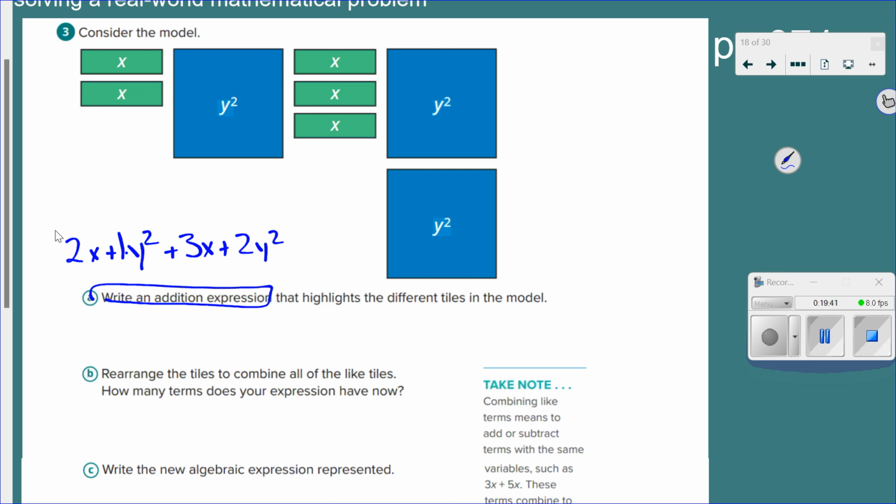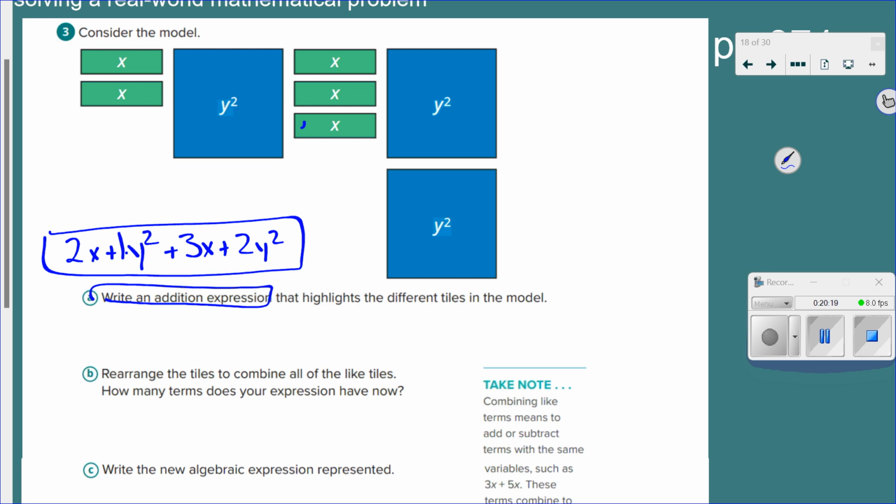So, does everybody understand why this expression actually shows our model? Anybody not see why that one shows our model? Thank you for being honest. What part don't you see? How many greens do you see? To start, 2, so that's 2x. Plus, I have how many blues? 1y squared. Then I have how many more greens? 3x. See it now? So, as that model was set up, this is what it looks like.